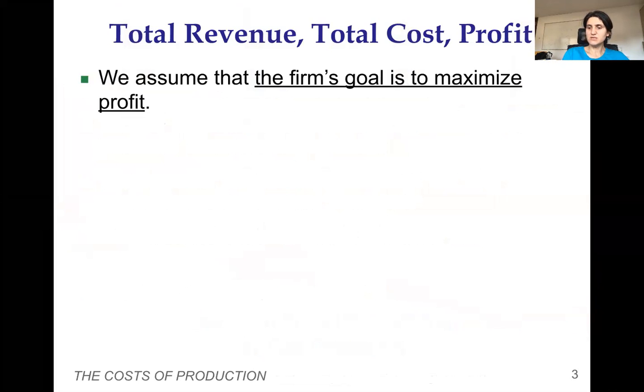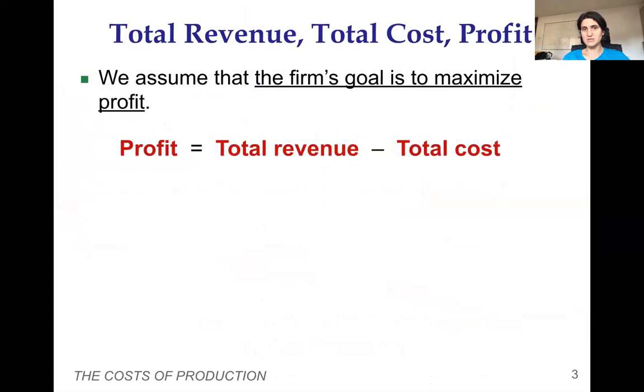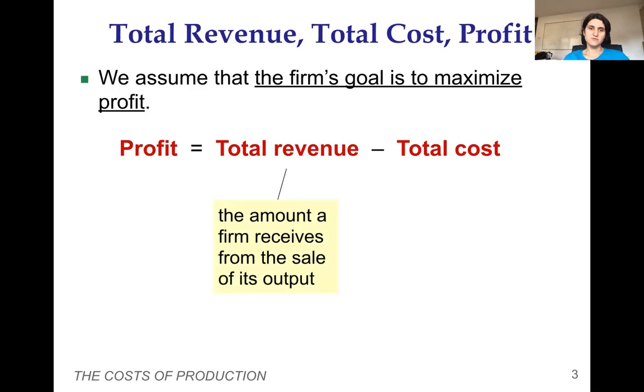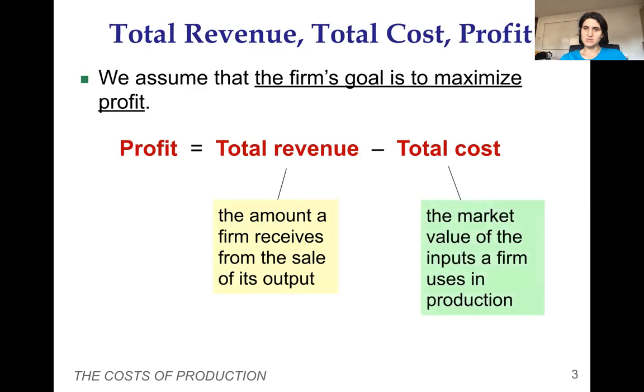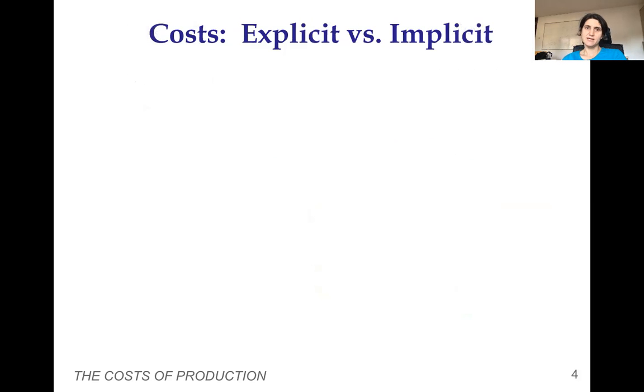Okay, so total revenue, total cost, profit. We assume that the firm's goal is to maximize profit. Profit is the difference between total revenue and total cost. Total revenue is the amount the firm receives from the sale of its output, so this is P times Q. And total cost is the market value of the inputs a firm uses in production, plus the implicit cost. So we're going to look at the difference between the explicit cost and the implicit cost.